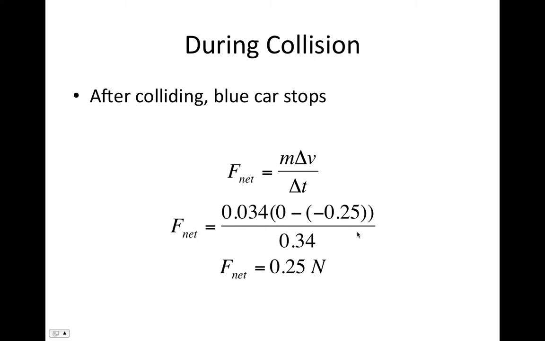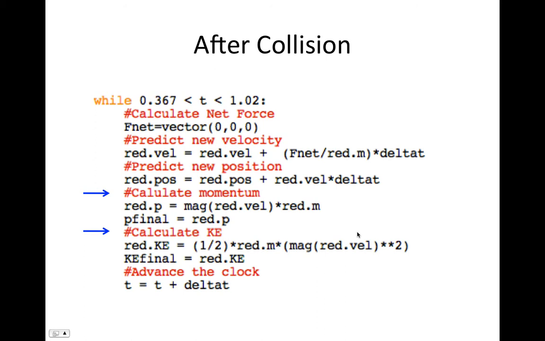By using Newton's second law during this time interval, the net force of the collision could be found. Because the blue car comes to rest after the collision, the final velocity is zero. After the calculations, the net force was found to be 0.25 newtons. The code after the collision looks almost identical to the code before the collision, except the momentum and kinetic energy is dependent on the blue car and not the red.